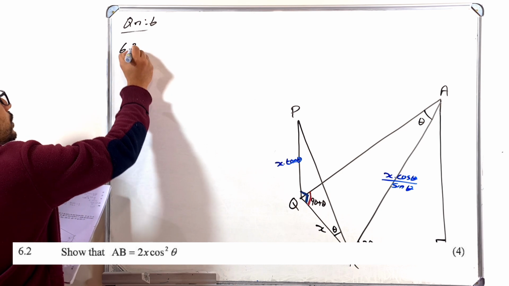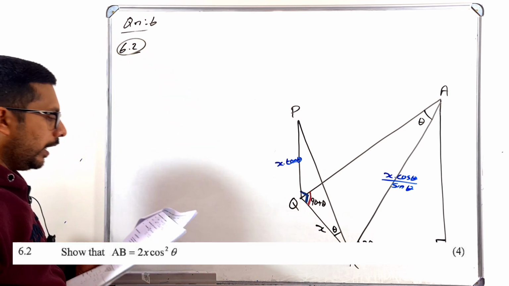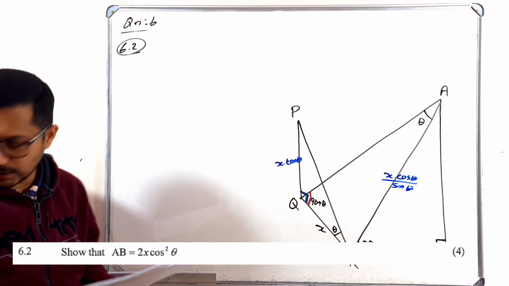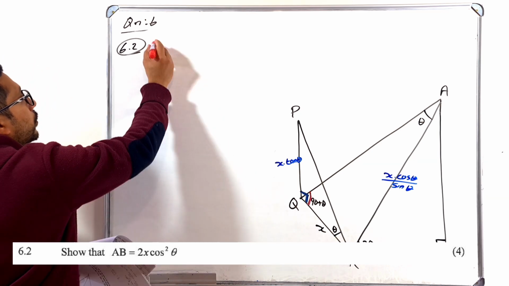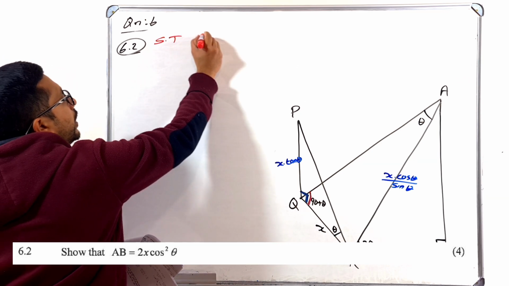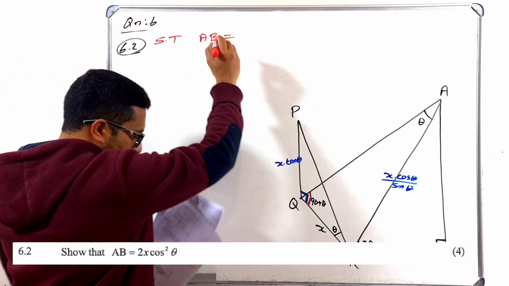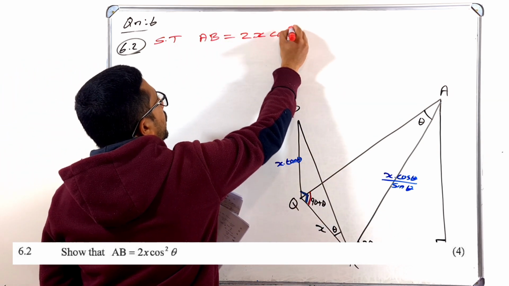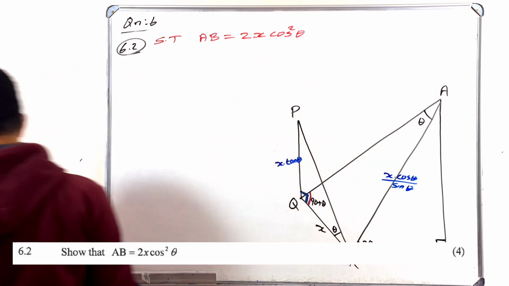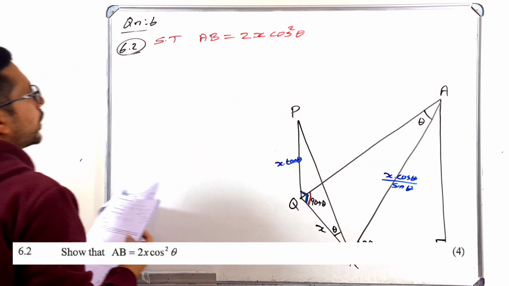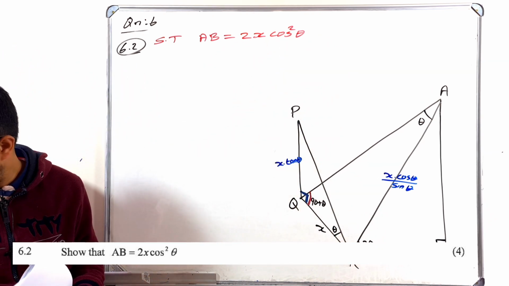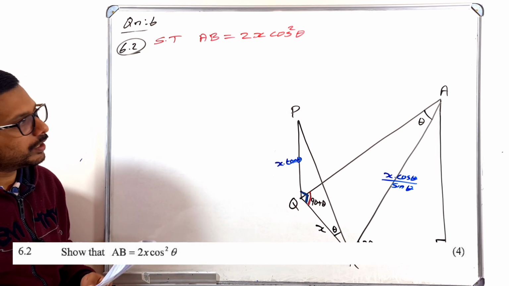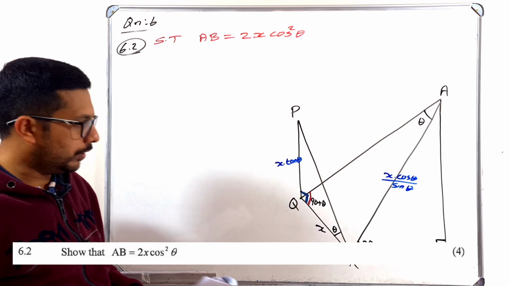What is that question? 6.2. Show that AB is equal to 2x cos squared theta. What do you want to show? AB is equal to 2x cos squared theta. You want to show like that. So now how can you show that? Where is this AB? First you have to identify that one.